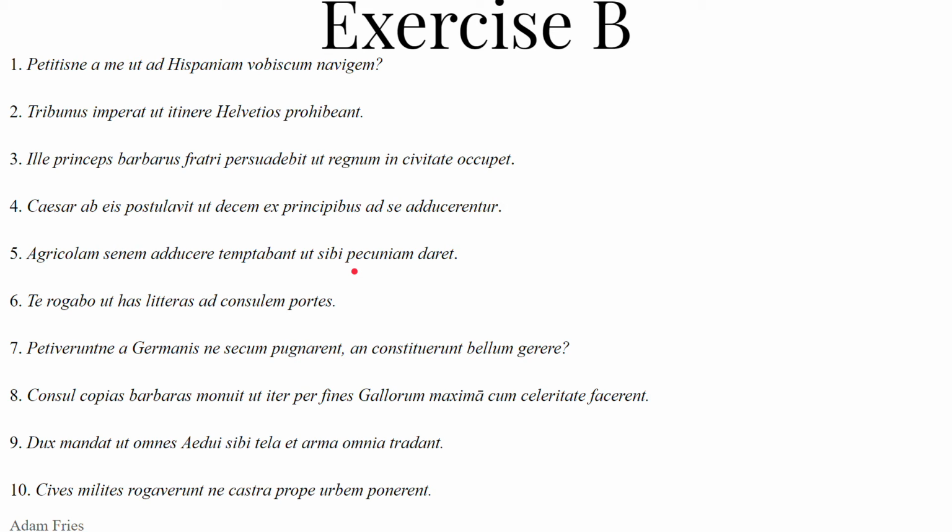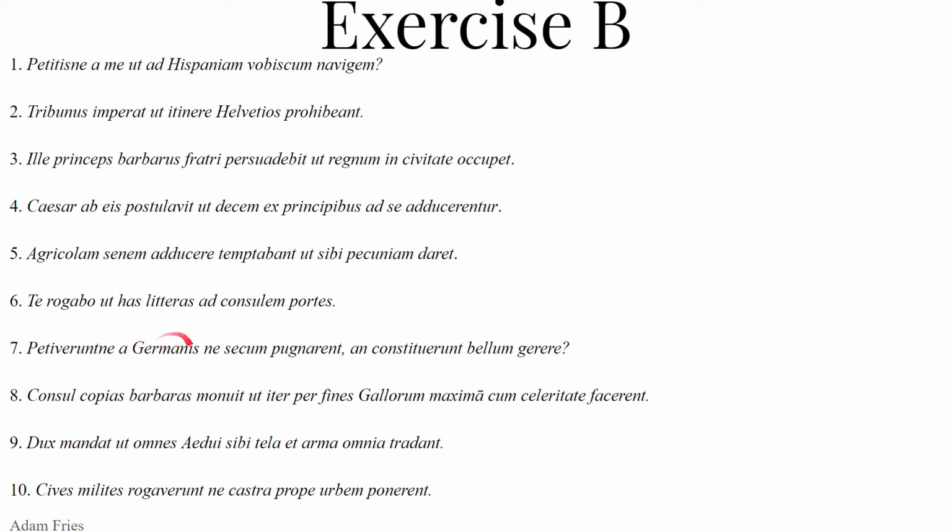Septima, sententia septima. Petiverunt ne a Germanis ne secum pugnarent, an constituerunt bellum gerere. Yes, the age-old question. Petiverunt ne. So once again, like number one, we start with the ne, so it's an interrogative. Same verb too. So did they ask? The third plural, perfect, active, indicative of peto, petere, petivi, petitus. Did they ask, plus a, separation from the Germans. Did they ask of the Germans? So ablative of separation of Germanos, the Germans.